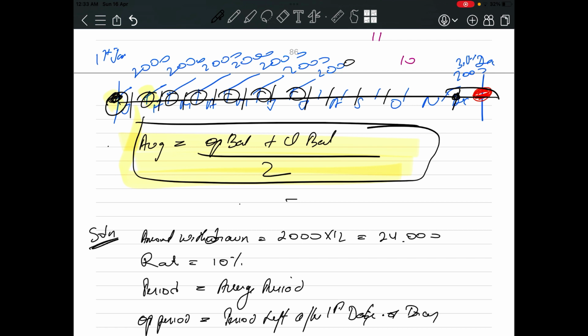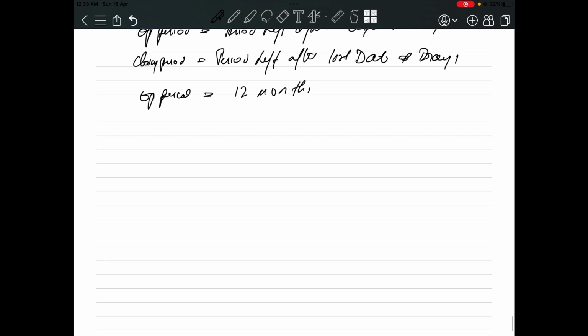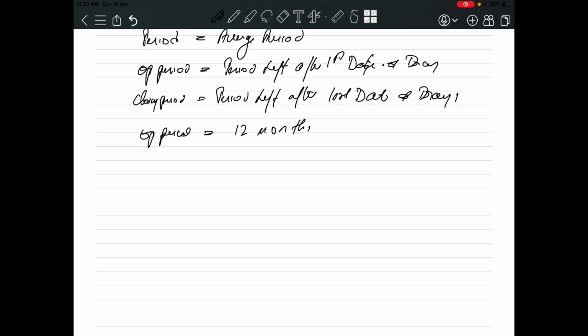The last drawing which I have done is on 1st December. So what is the period left? 1st December to 31st December. Basically it will be 1 month. So the closing period is 1 month.